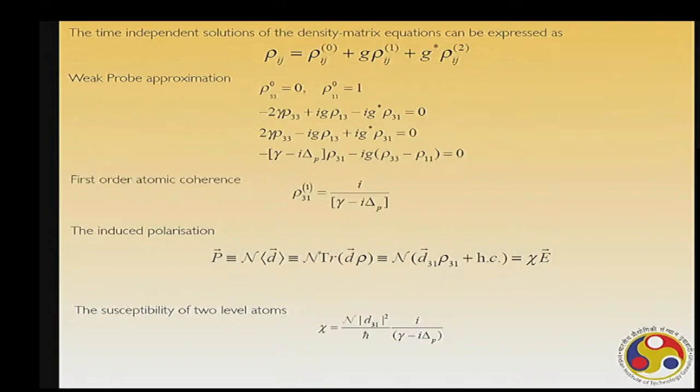Now, once I have that initial information, I can plug it here and get my atomic coherence at later time, at the steady state limit, because here we are going to make the time derivative equal to 0.